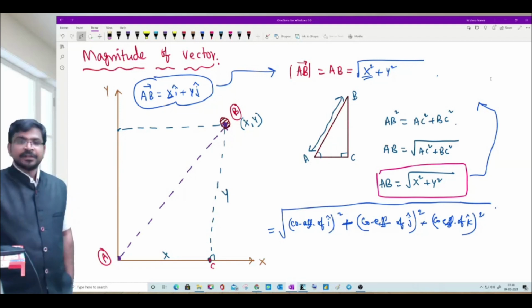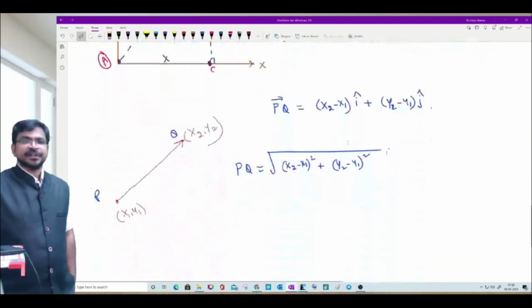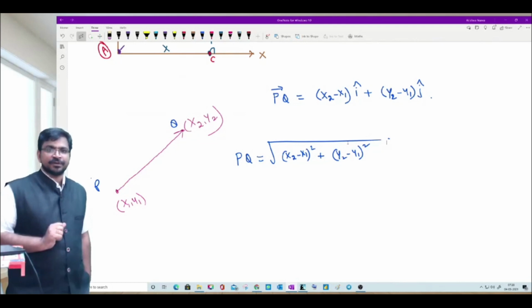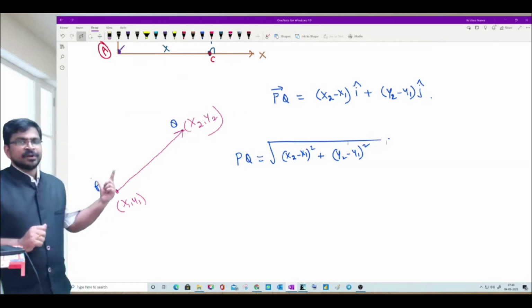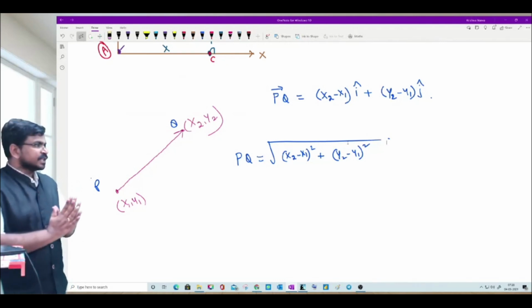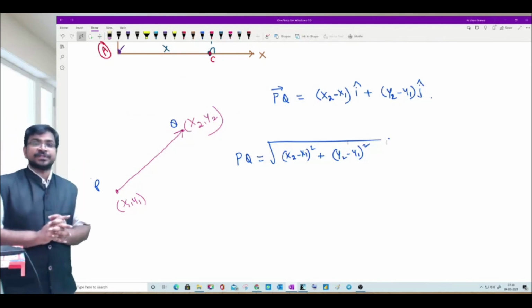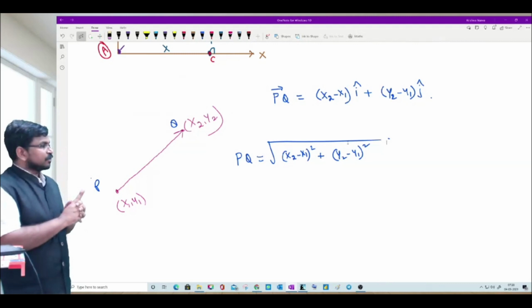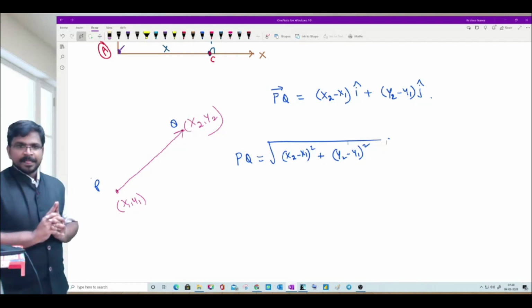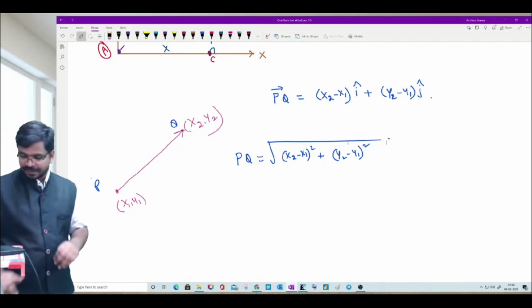Okay, going for the special case. If the vector joins two points x1, y1 and x2, y2, what is the magnitude of that vector? It is like the length of the line joining two points in coordinate geometry: square root of (x2 minus x1) whole square plus (y2 minus y1) whole square. I hope this part you have also completed.